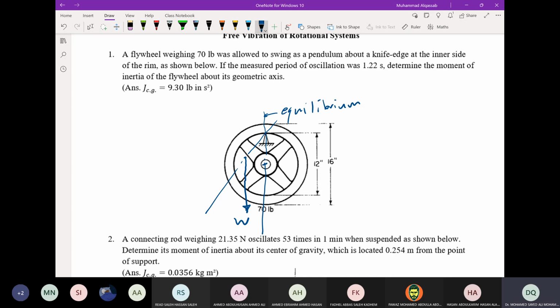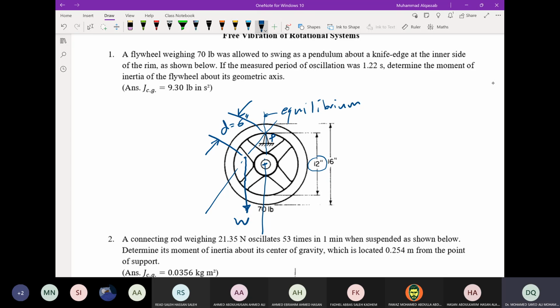The distance from the center of gravity to the pivot is 12 inches divided by 2. The 16 inches is the outer diameter of the rim, and we don't need to use it. So we need only the 12. This distance I'm going to call D, and D is equal to 6 inches. Then this point, the pivot, let's say it is P.